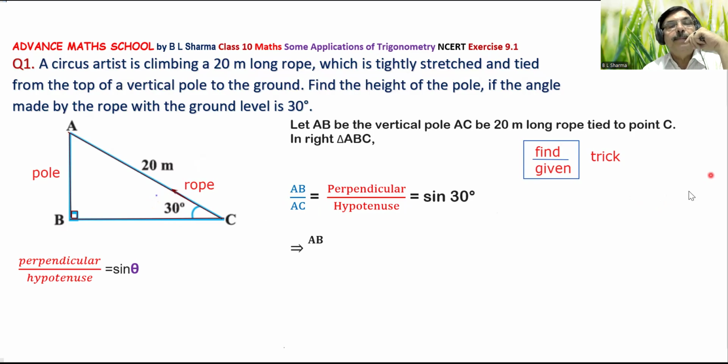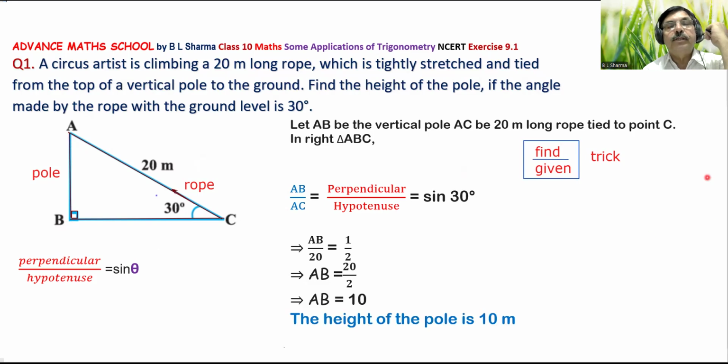Now, AB as it is, in place of AC, you write 20. But what is the value of sine 30? The value of sine 30 is 1 upon 2. So write here 1 upon 2. So further calculating, AB is equal to 20 upon 2, that is 10. And AB is the height of the pole. So what is our answer? So the height of the pole, that is 10 meter, and this is answer.